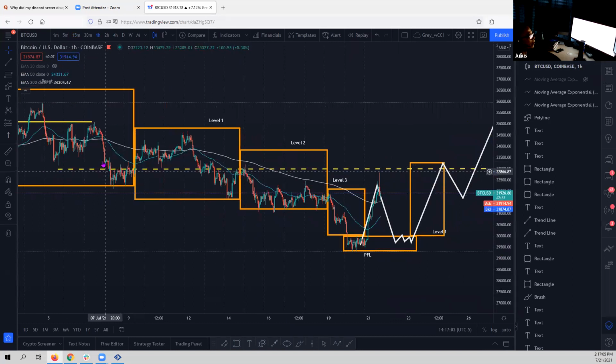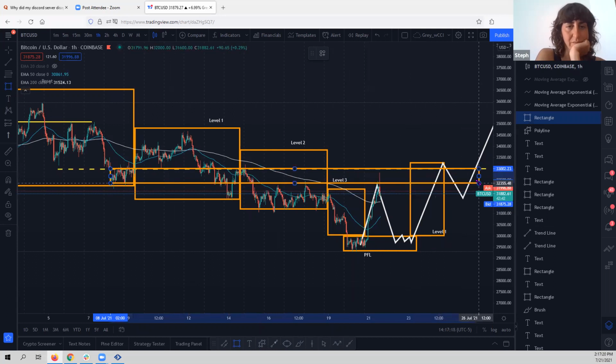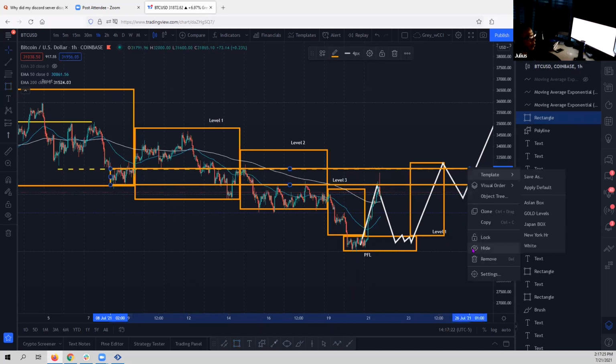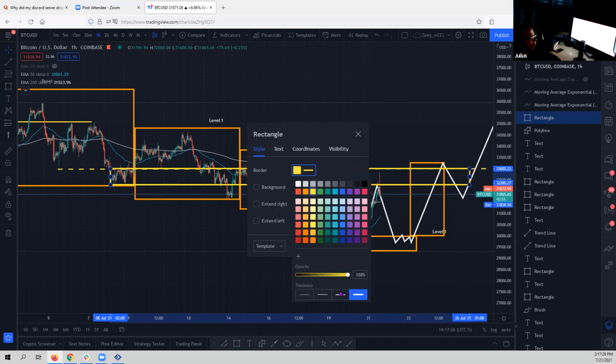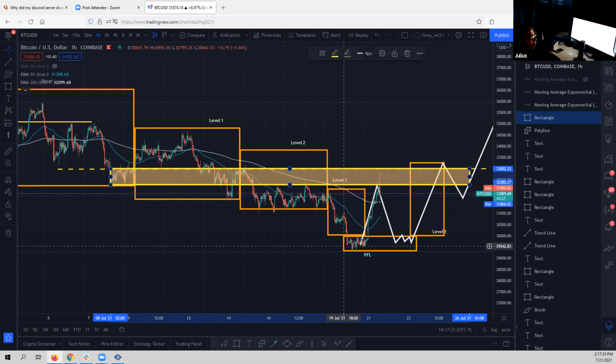So let's take a look. This here is, oh, this is significant. Let me see. All right, right there. Okay. There's a pool of liquidity right there. I'm going to change the color on this so you could see it better. Give it a little background.